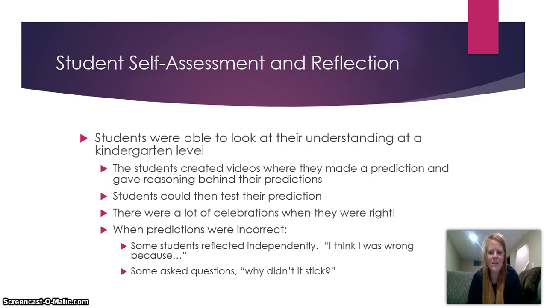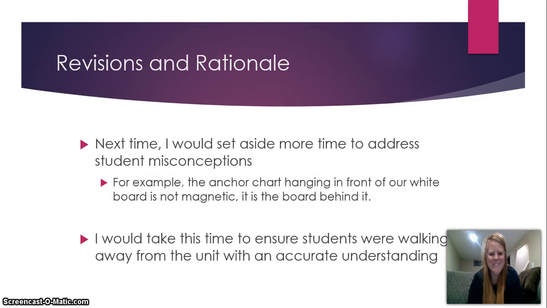They were able to reflect on their own understanding at a kindergarten level. They could see if their predictions were right or wrong, and then they could decide why they thought they were right or wrong, by asking questions or saying why they think they were wrong, just at a 5- and 6-year-old level.